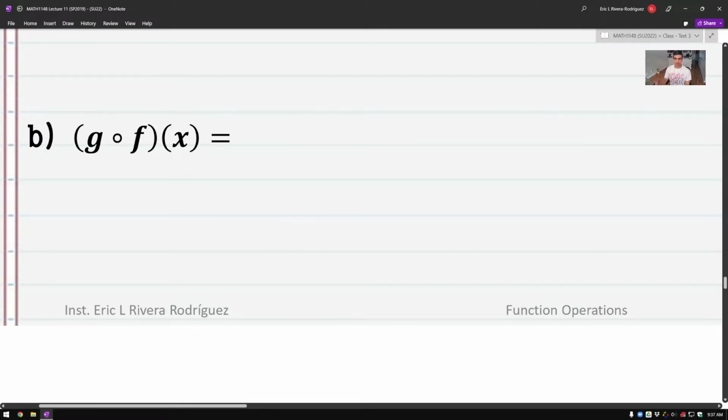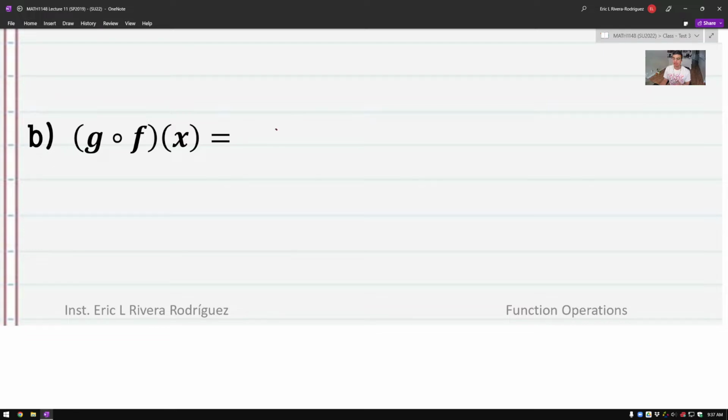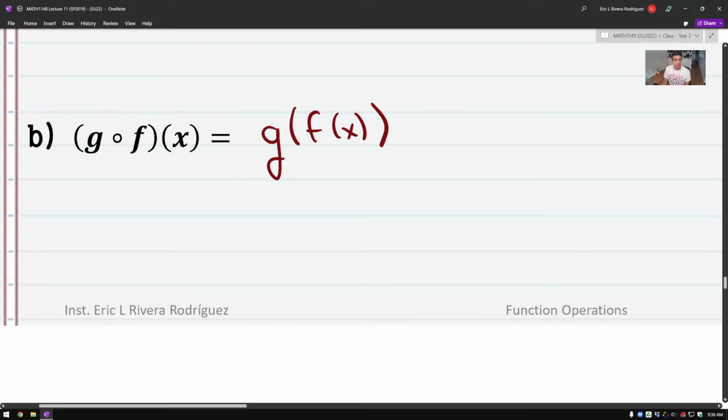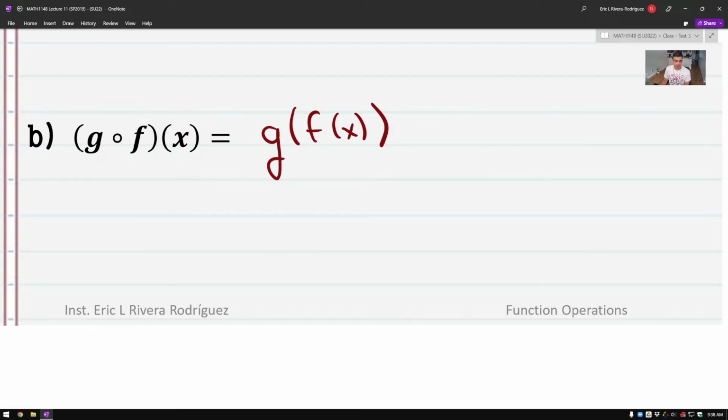So I'm going to start with the step. My first step is to use the definition of composite functions. G composition of f of x means that we are going to take f of x and use it as the argument of the function g. Okay?